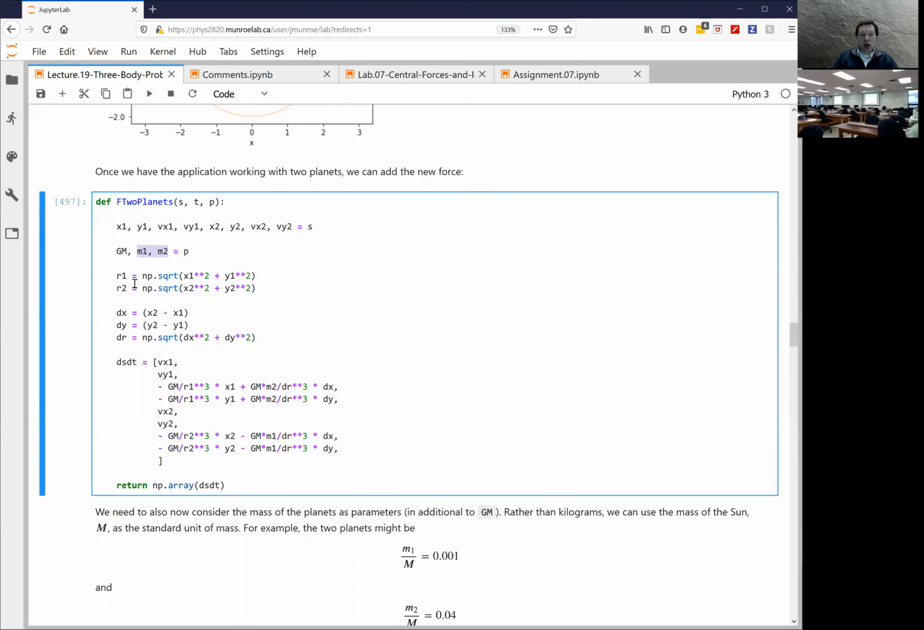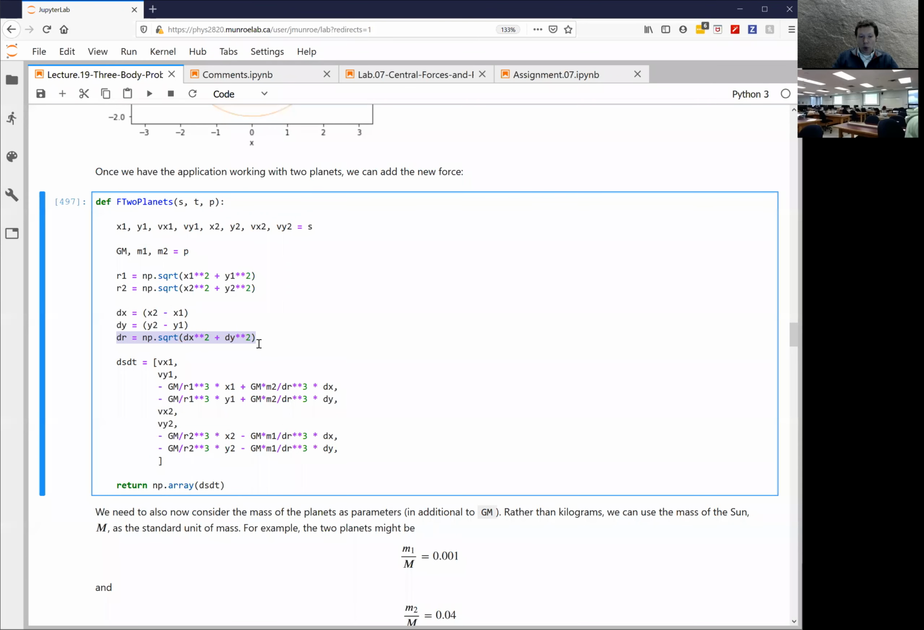I need to compute not only the length of the vector R1 and R2, but I also need the length of the vector R12. That is the distance between the 2 planets. I have the coordinates in X and in Y for the 2 planets. So if I just take their difference and then take the square root of that difference squared plus Y squared, this is the length of the vector. That's the distance between the 2 planets. This is what's going to define the strength of the other planets.